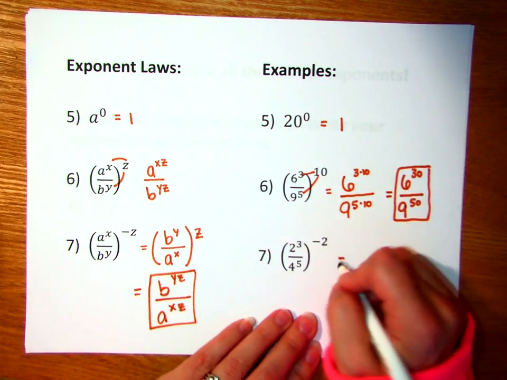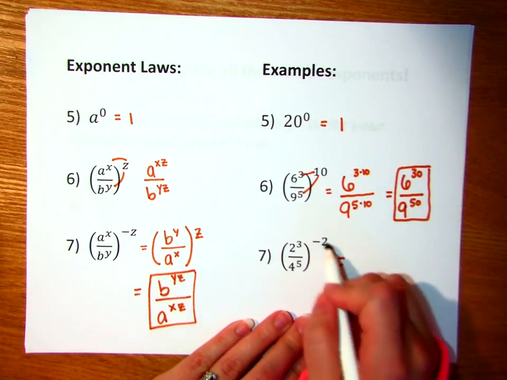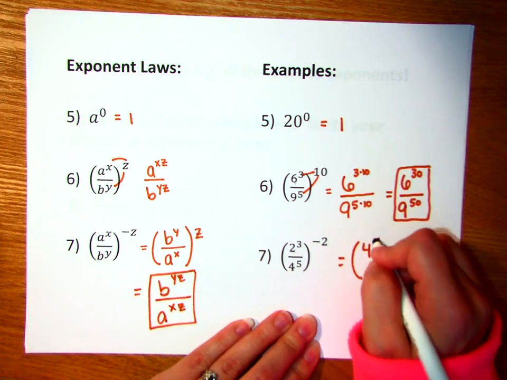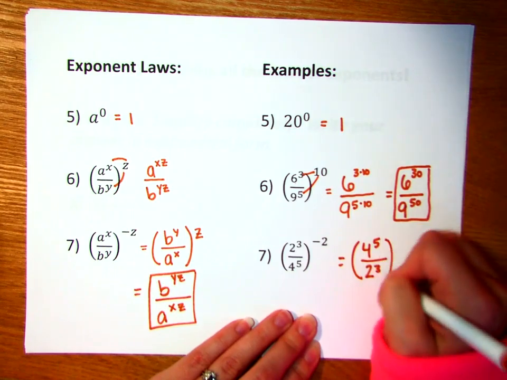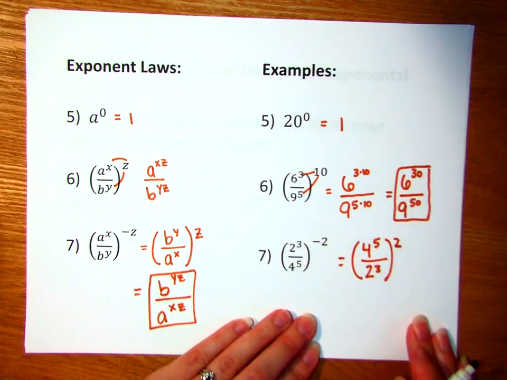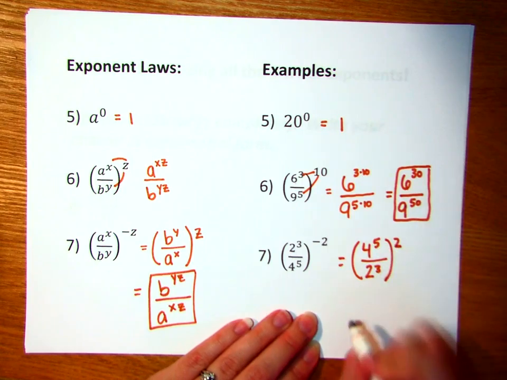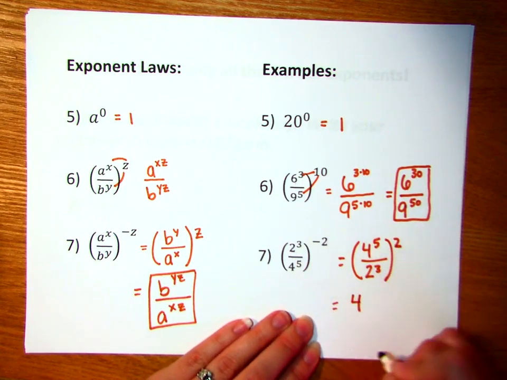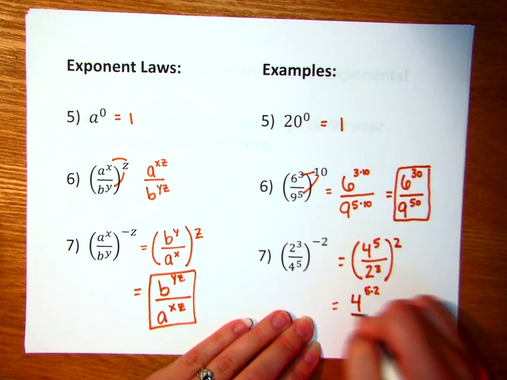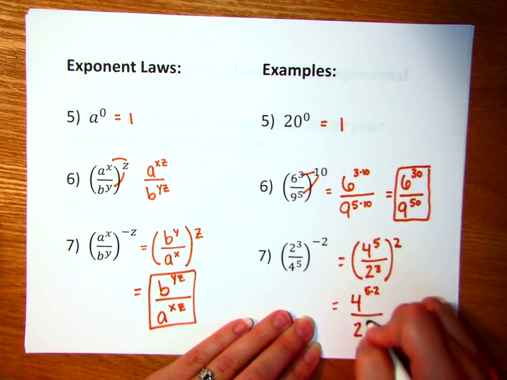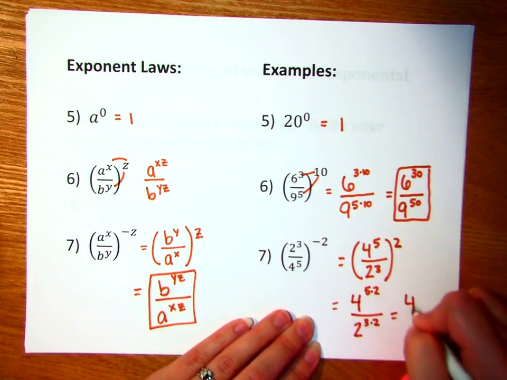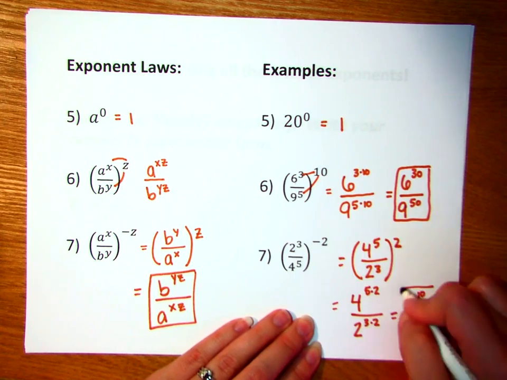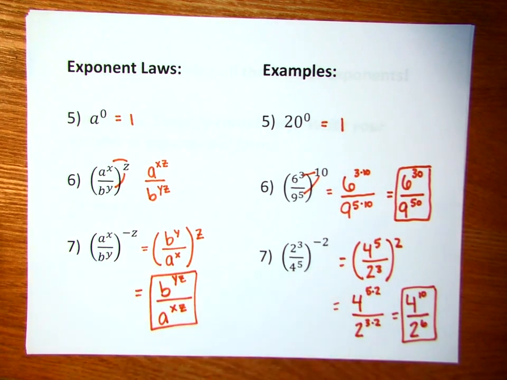On this one, let's look at the example. We see the negative exponent, so we can flip everything. 4 to the 5th power over 2 to the 3rd power. And now it's raised to the positive 2nd power. And now we'll distribute that 2 to both pieces. So we have 4 raised to the 5 times 2 over 2 raised to the 3 times 2 when we distribute that 2 to both pieces. And that gives me 4 to the 10th power over 2 to the 6th power. And there's your answer.